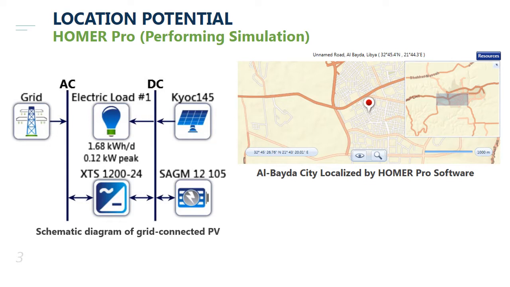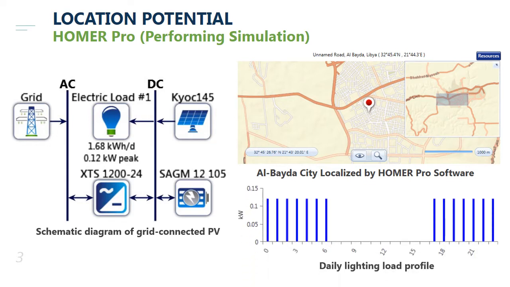The utility grid is connected to an AC bus bar, while the PV panels, a string of two storage batteries, and the LED lamps or lighting load are connected to the DC bus bar. A converter interfaces the two bus bars. Finally, the daily profile of the lighting load is introduced. It has a constant value as shown in this figure.